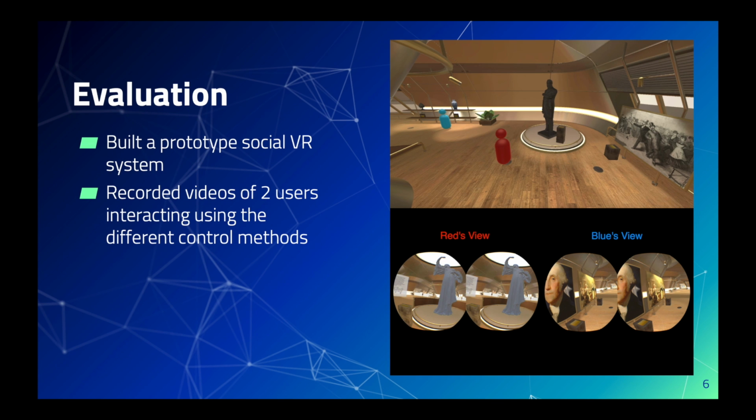As the nature of our study is a preliminary investigation, we started from exploring the effects on 2 VR users. We built a prototype social VR system, which is a virtual museum environment, and incorporated the 5 control methods. We recorded videos of 2 users interacting with each other using different control methods to show their social activities. In this way, we can observe social factors between the users while removing distractions from the user interface.